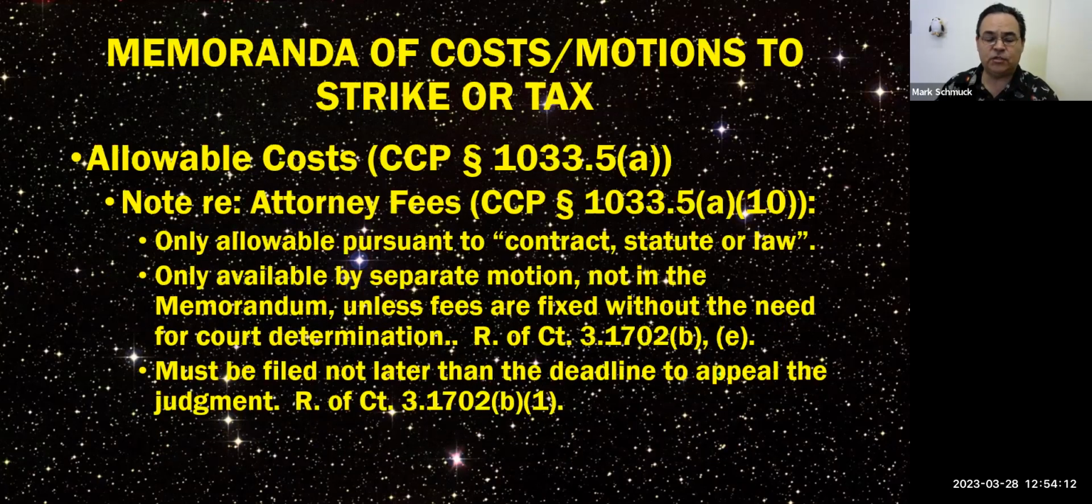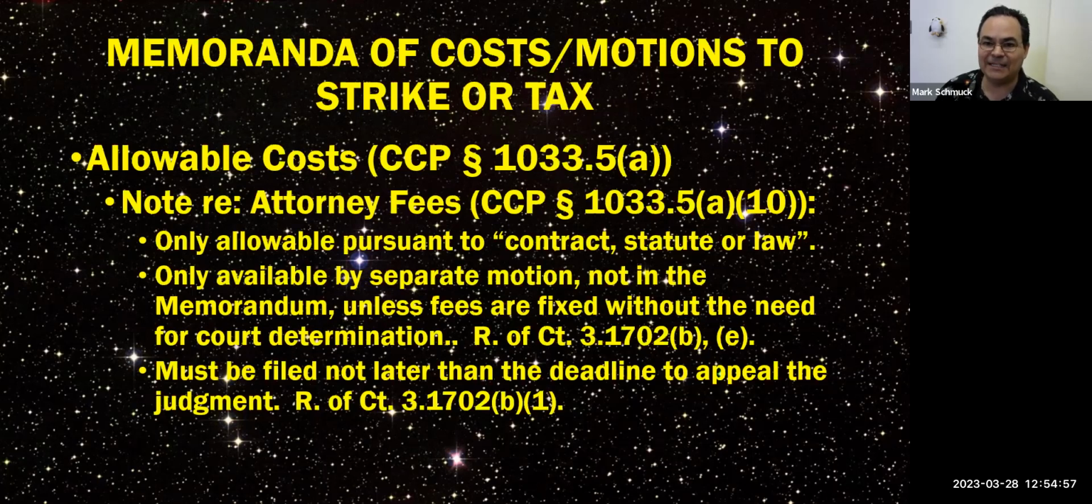Another note regarding attorney's fees. Attorney's fees are allowed under CCP 1033.5(a)(10), but only pursuant to contract, statute, or law. Generally speaking, unless you are operating in the unusual situation where your contract, if you're fighting over a contract, gives an actual formula for the amount of attorney's fees to be awarded to the prevailing party, if you are seeking attorney's fees as a cost under CCP 1033.5(a)(1) or (a)(10), you are required to file a separate attorney's fees motion. It does not go on the memorandum of costs.